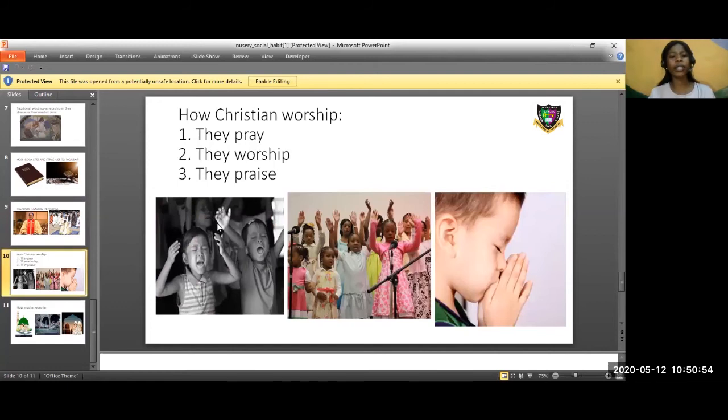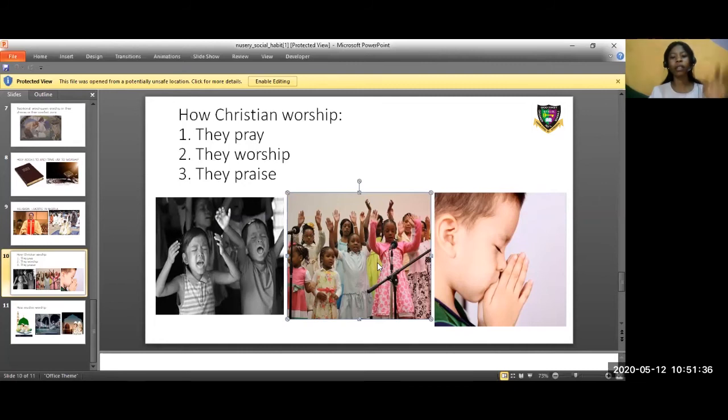Now we move. How do Christians worship? One, they pray. Look at the first picture here. The children are praying. They close their eyes and pray. They are praying to God. And the second picture shows that they are worshiping. Look at the children with their two hands up. They are worshiping God.